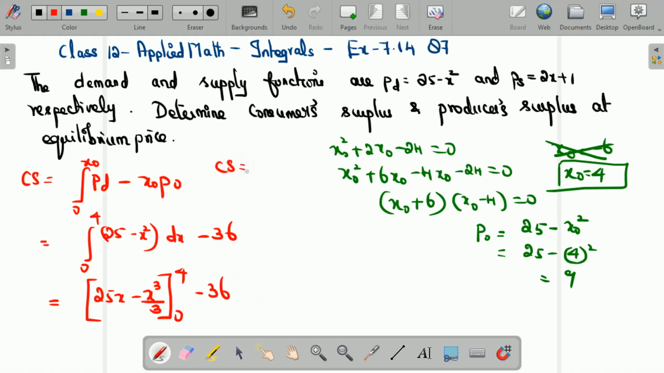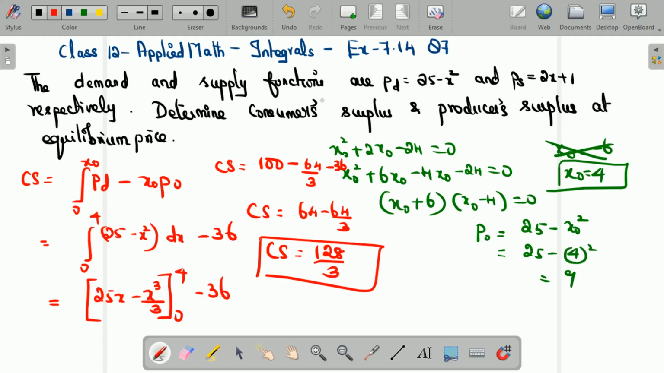So for the consumer surplus, I'm going to apply the upper limit. 25 into 4 is 100, minus 4 cubed is 64, divided by 3, so minus 64/3. Then there is a minus 36. So the consumer surplus is 64 - 64/3. You take LCM and simplify, and you will get 128/3. So this is going to be equal to your consumer surplus. I'm just noting this 128/3. You can also change it into a fraction, however, I'm leaving it as such.